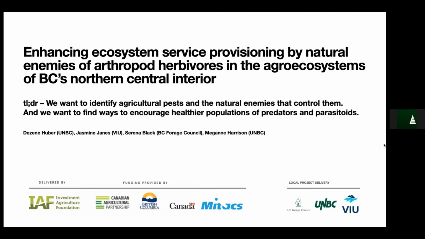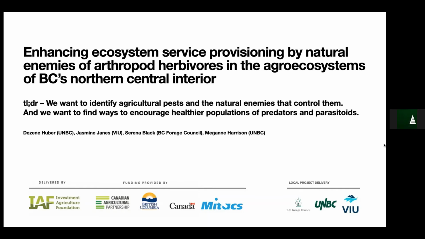I put a little too much text down below there. In general, what we are looking to do in the next couple of years is to identify agricultural pests and the natural enemies that control them. So predators and parasitoids that control the pests in our region. And we want to find ways to encourage healthier populations of the predators and parasitoids. So the first thing we need to do is figure out what's actually there. It's hard to know how to work with these creatures if we don't actually know what's there.